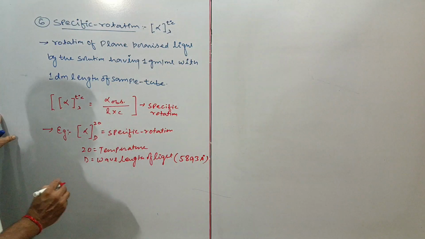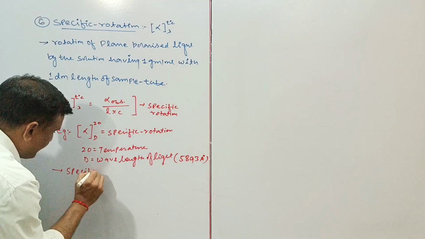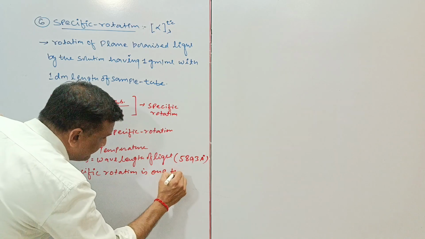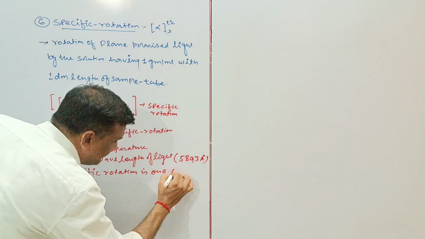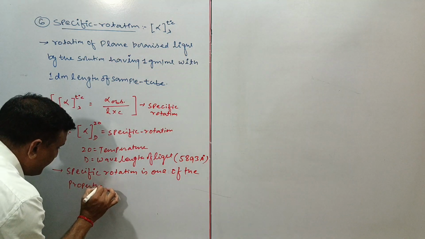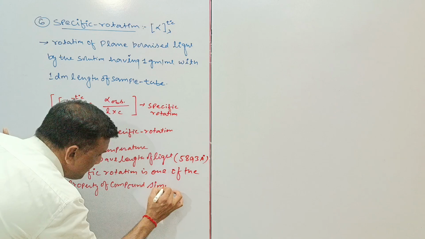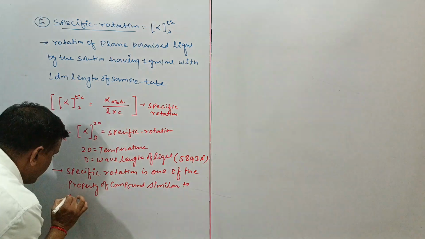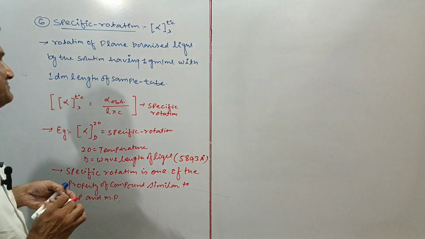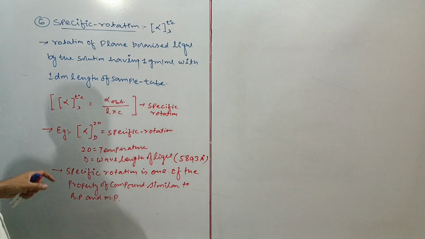If we'll go with the specific rotation, then it is one of the property of compound similar to boiling and melting point. ये भी बॉइलिंग और मेल्टिंग पॉइंट की तरह स्पेसिफिक प्रॉपर्टी होती है जो कि उसके स्पेसिफिक कैरेक्टर को शो करती है. This was about the specific rotation.